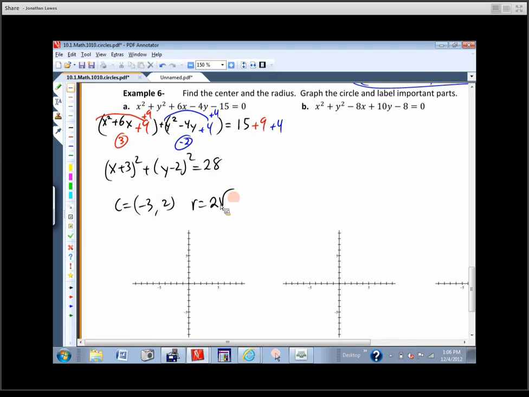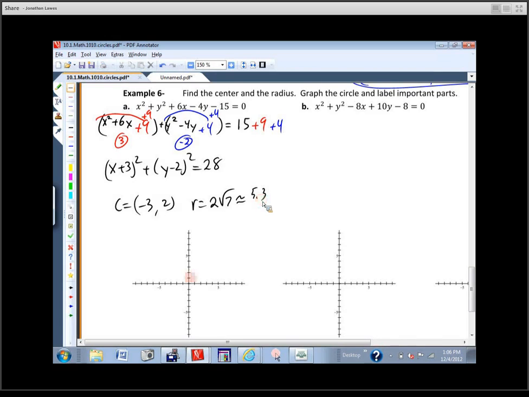Okay, so it's going to be 2 radical 7, or that would be approximately, so we can graph it. We ought to have a good estimate here. It's a little bigger than 25, so the answer is going to be a little bigger than 5. What is it? Did you work it out? Okay. 5.3. Okay, so approximately 5.3.